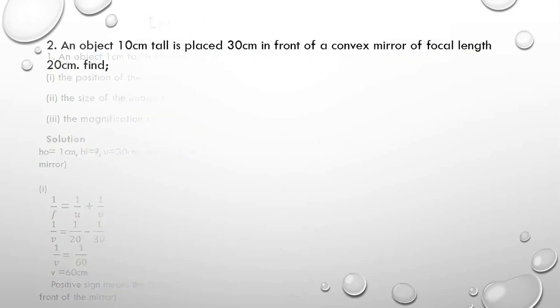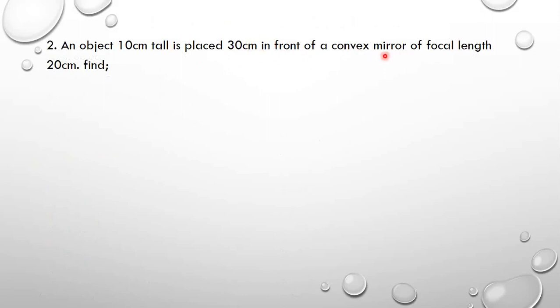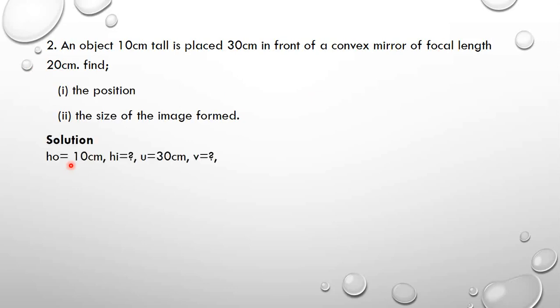Next example. An object 10 centimeters tall, the height is 10, is placed 30 centimeters in front of a convex mirror. U is 30. It is a convex mirror, which means that the focal length is going to be negative 20. Find the position and then the size of the image formed. So for the position, that is V, we need to use the mirror formula.